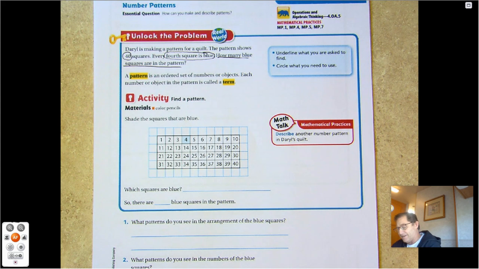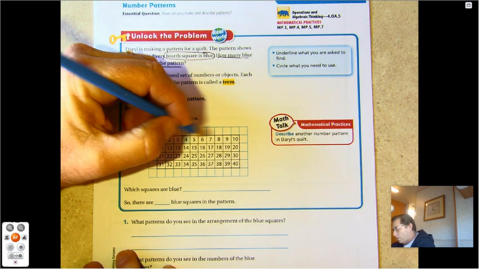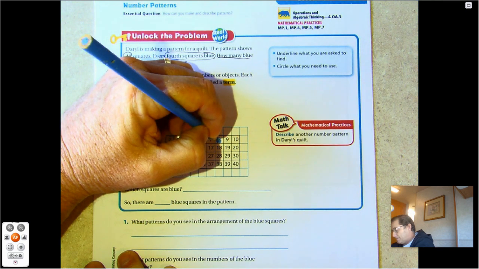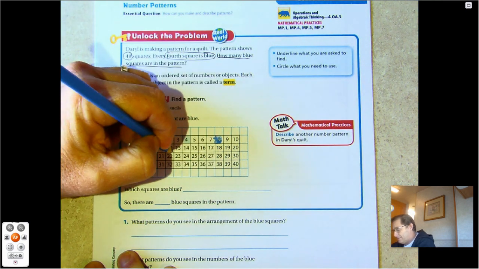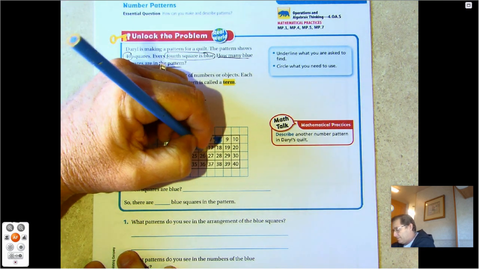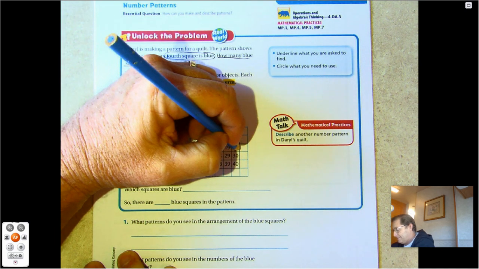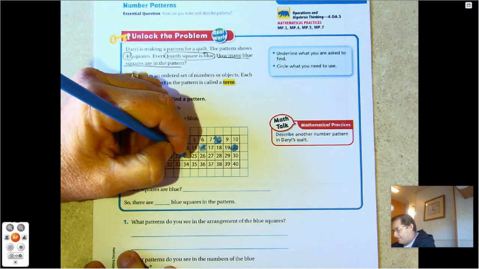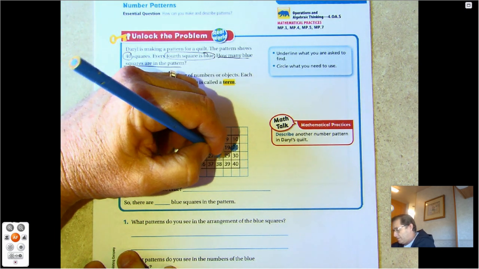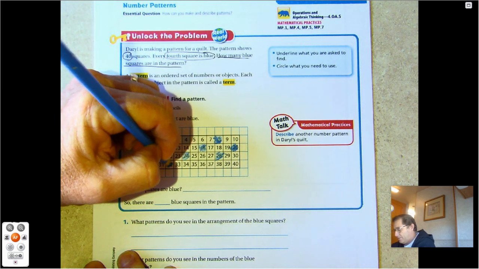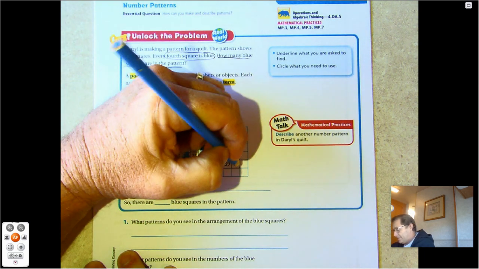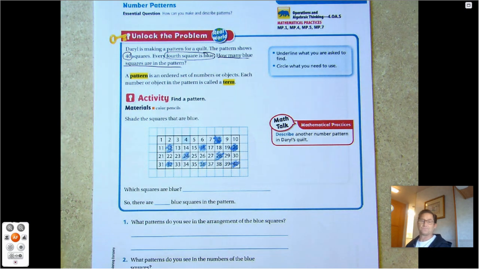So for this activity, with your blue pencil, shade the squares that are blue. Okay, and it said every fourth square is blue. So 4, 8, 12, 16, 20, 24, 28, 32, 36, 40.